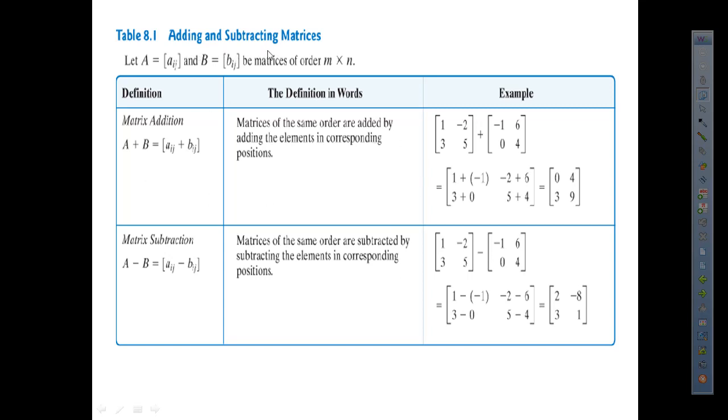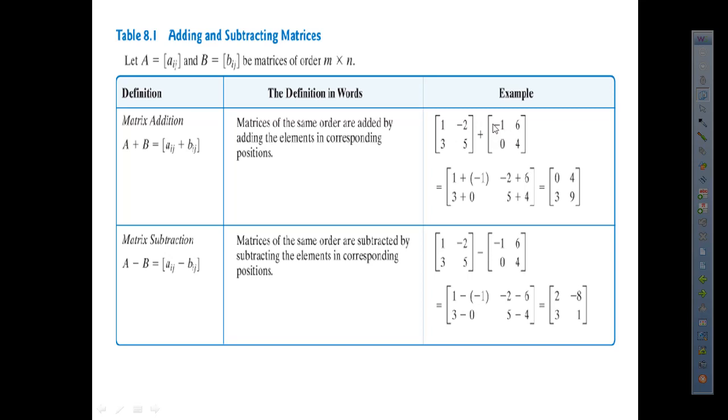Now, we can also add and subtract matrices as long as they are of the same order. Matrices of the same order are added by adding the elements in the corresponding positions. So the same way we were talking about two matrices being equal, that's also how we're going to end up adding two matrices. If we're adding matrix A plus matrix B, we're going to add the 1, 1 element to the 1, 1 element, and the 1, 2 element to the 1, 2 element, and the 2, 1 element to the 2, 1 element, and the 2, 2 to the 2, 2.